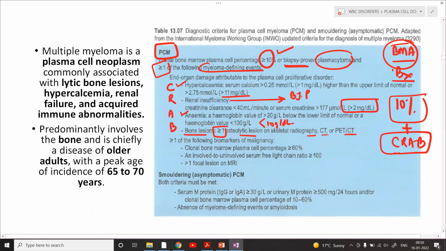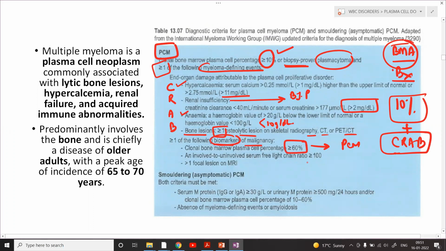Now WHO in the latest edition has included what are called the biomarkers of malignancy. If any one of them becomes positive, then the patient is taken to be positive for multiple myeloma, irrespective of the plasma cell percentage. For example, if the bone marrow contains more than 60% plasma cells, in that case you do not require any of the CRAB lesions. You can straight away give the diagnosis as plasma cell myeloma, because this is one of the biomarkers of malignancy.